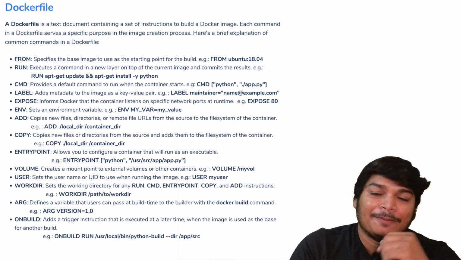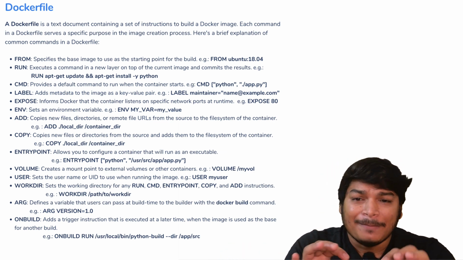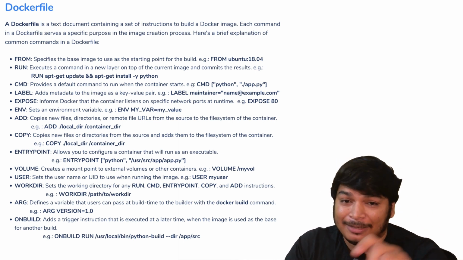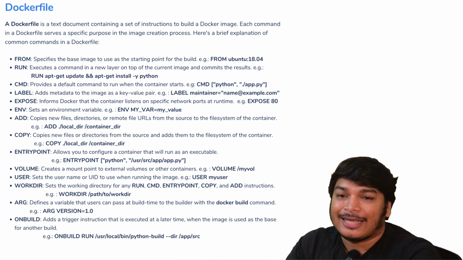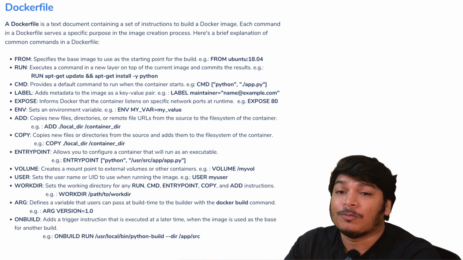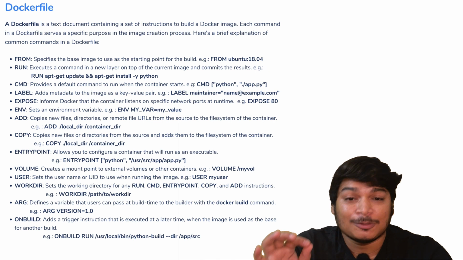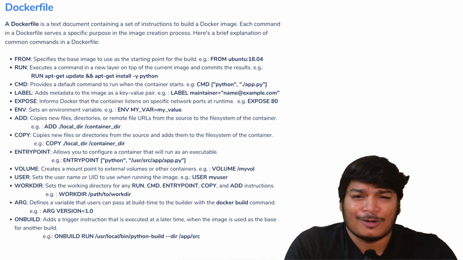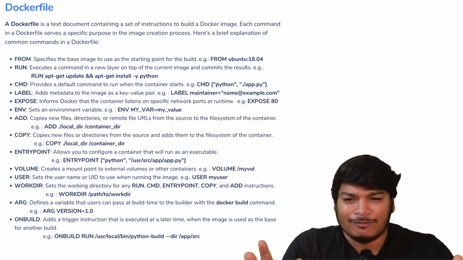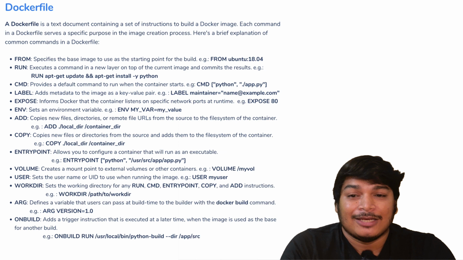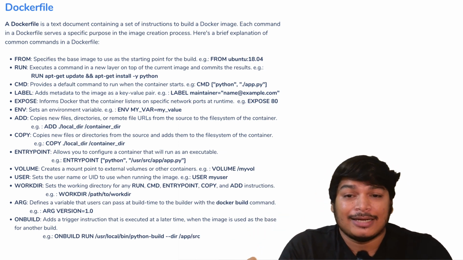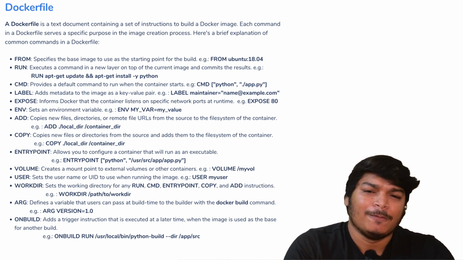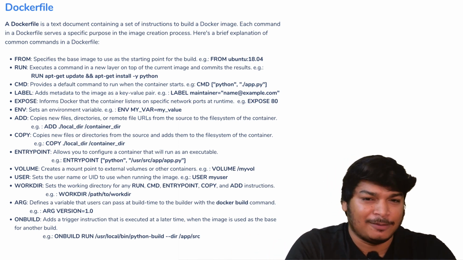Okay, now this LABEL command. This command adds metadata to an image as a key-value pair. For example, we have LABEL maintainer equal to your email address. Then EXPOSE. This EXPOSE command informs Docker that the container listens on specific network ports at runtime. For example, port 80 or port 3000, 4000, or 3006, whatever port you want to expose. Then ENV. The ENV command sets an environment variable. For example, ENV then space myvar equal to value. So in your application you can access this myvar environment variable.